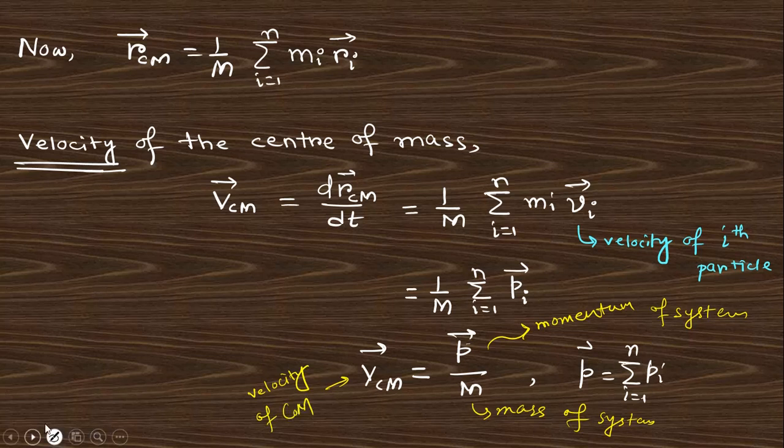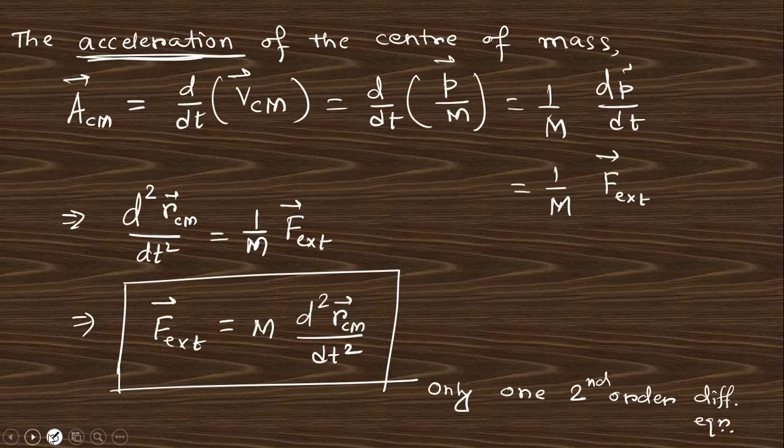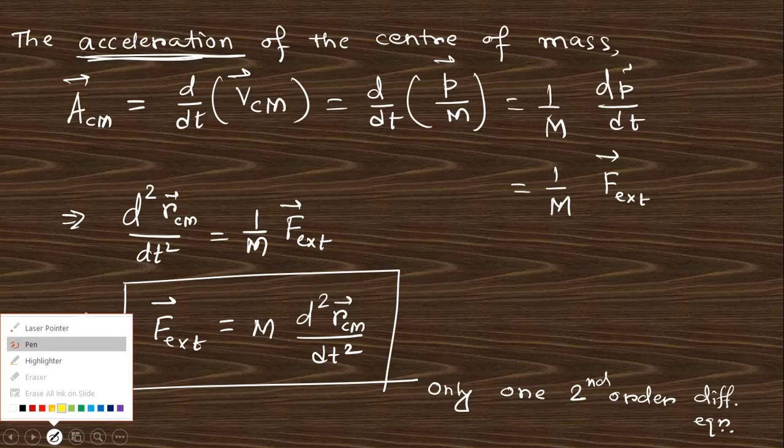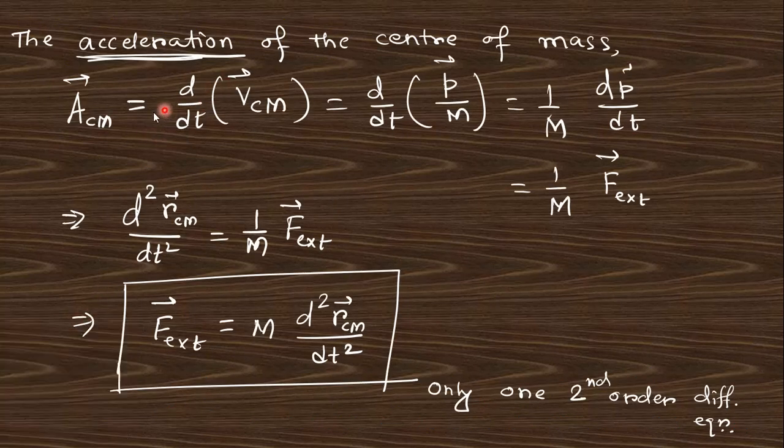Next, if you want to find the acceleration, you take the derivative again with respect to time, and then you will get this equation, and dP/dt will be F external. So F external will be M into d2 R_CM by dt square.